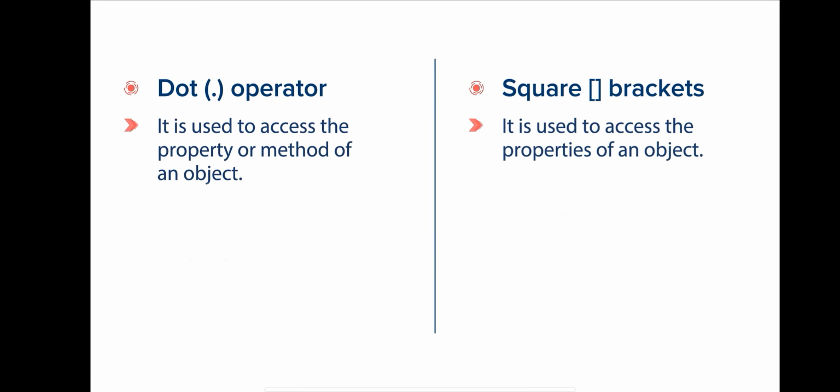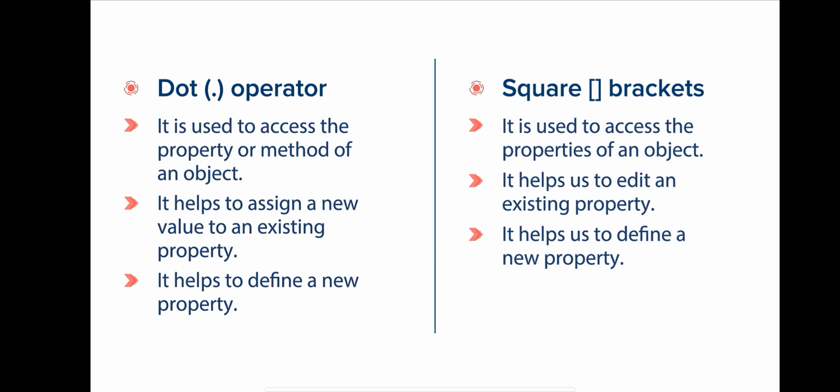So based on our understanding, both the dot operator and the square brackets help us to access properties of an object. Also, they both allow us to edit any existing property or even define a new property. So out of these, which one should we use and why? You may pause the video and think for a moment. Well, the answer is right in front of us in the first point here. Using a dot operator, we can even access the method or call a function which the square brackets does not allow. So we will stick to using a dot operator in this training.